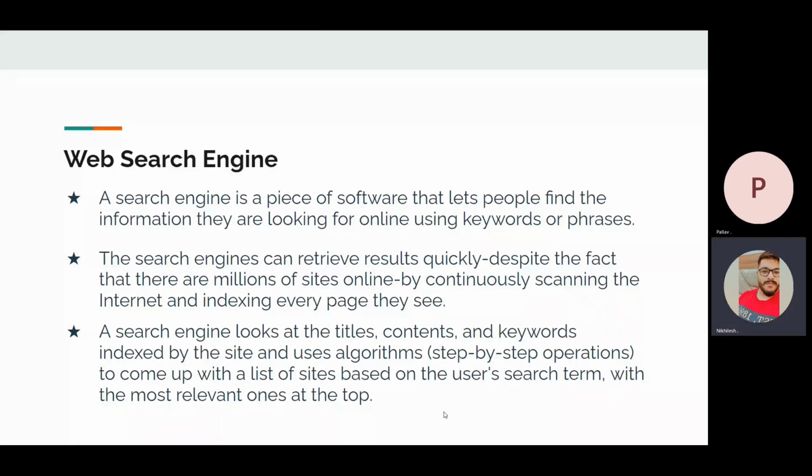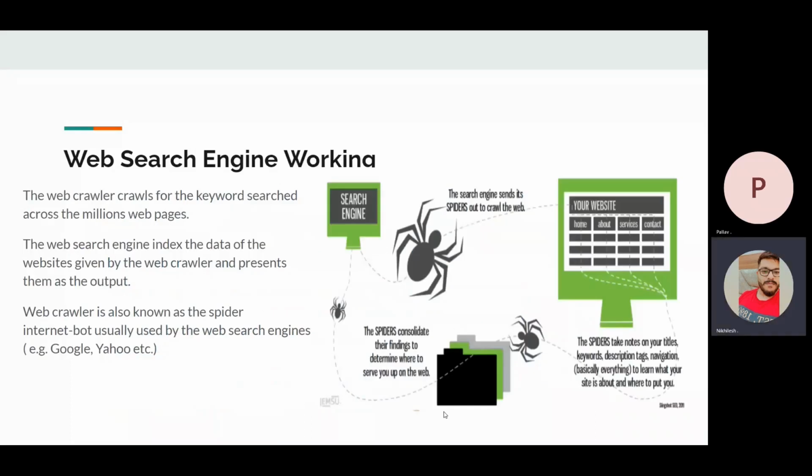So starting with the web search engine definition, a web search engine is a piece of software that lets people find the information they are looking for online using keywords or phrases. The web search engine can retrieve the results quickly, despite the fact that there are millions of websites online, by continuously scanning the internet and indexing every page. The web search engine looks at the titles, keywords, and the contents, and also uses various algorithms to come up with a list of the sites based on the user search keyword, with the most relevant ones on the top.